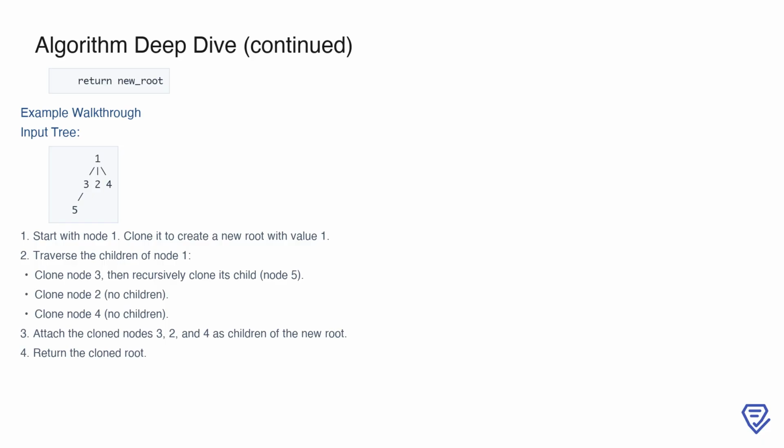Let's examine a concrete example to see how this works. Given an input tree with the root node 1, which has 3 children, nodes 3, 2, and 4, and node 3 having a single child, node 5, we start by cloning the root node. We then process its children, cloning nodes 3, 2, and 4, and recursively cloning node 5 as the child of node 3. These cloned nodes are attached to the new root, reconstructing the tree structure.